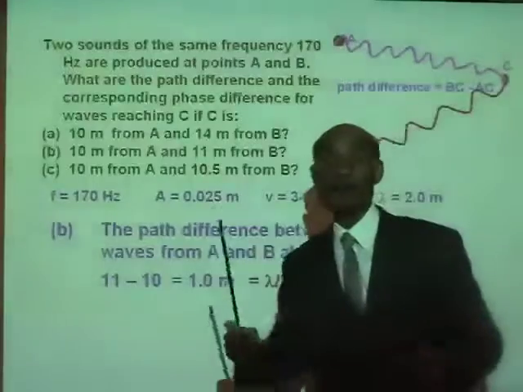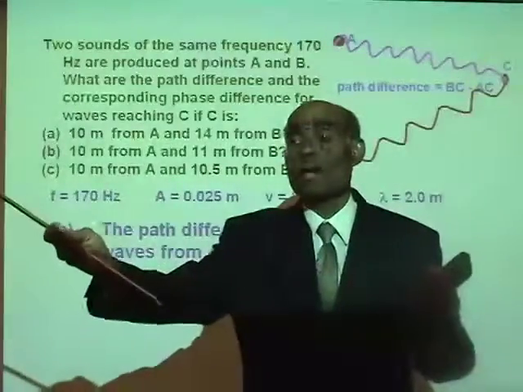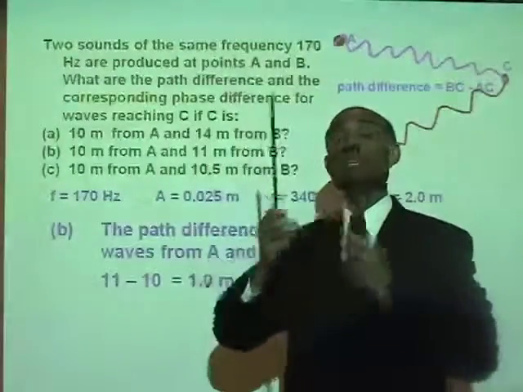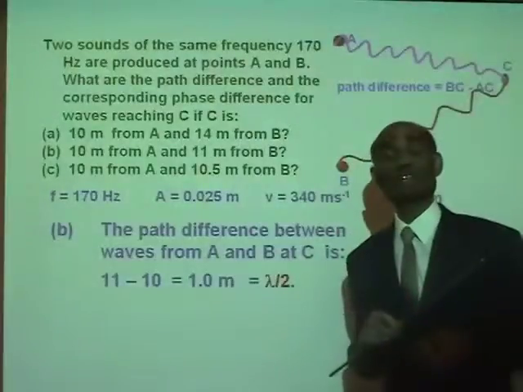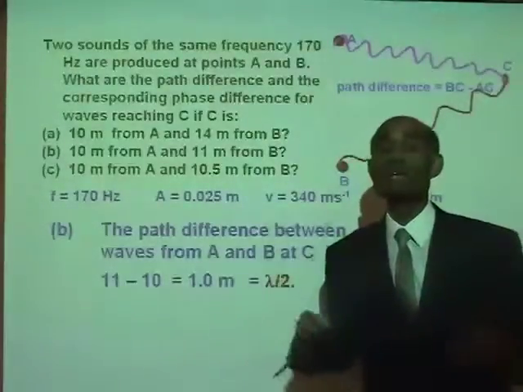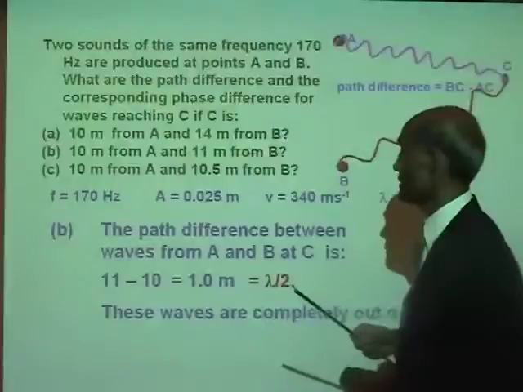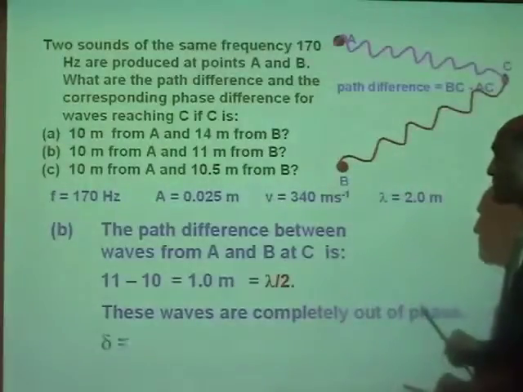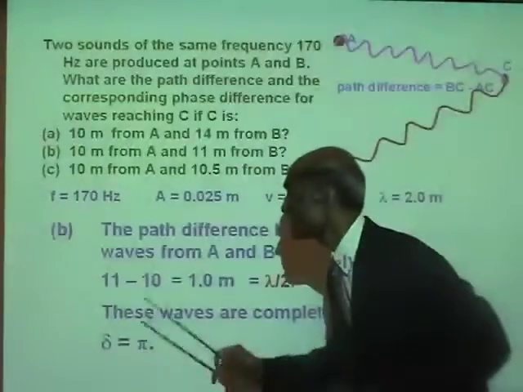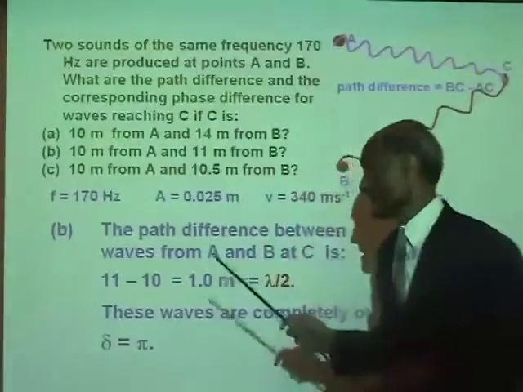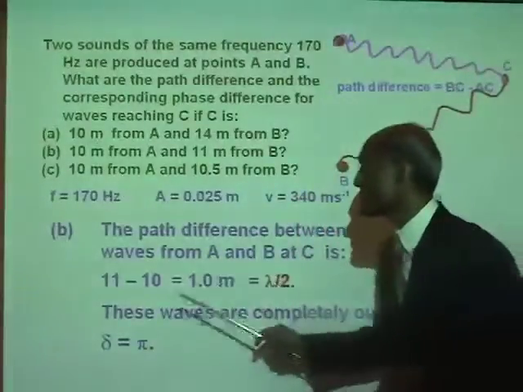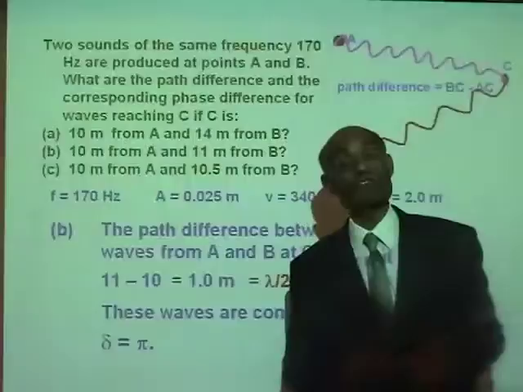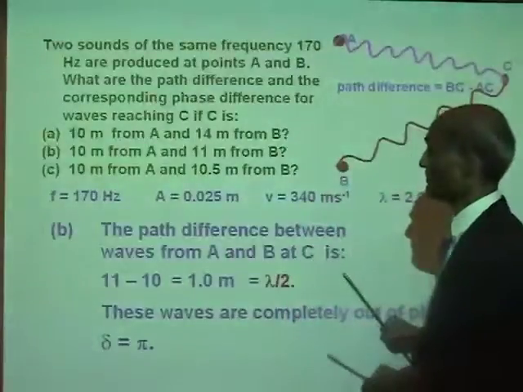That means the path difference between waves arriving from A and B at C is half of a wavelength. They are meeting completely out of phase. So these are completely out of phase. Therefore, the phase difference will be pi. A path difference of lambda by 2 is the same as the phase difference of pi.